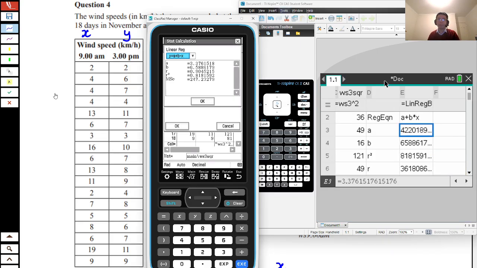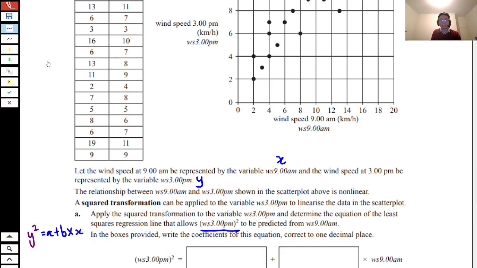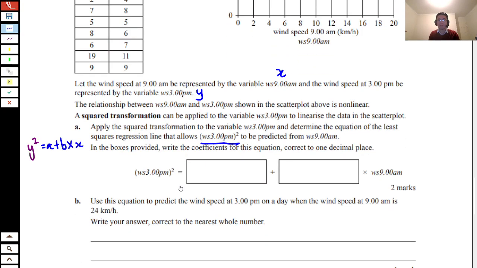All right, so we've now typed in the data into the calculator. I performed linear regression with y squared versus x. And what I want you to notice is they in the exam have specified the variables in worded form. Sometimes you'll have to write the word physically. Here they've done it for you. And we need to complete these boxes.